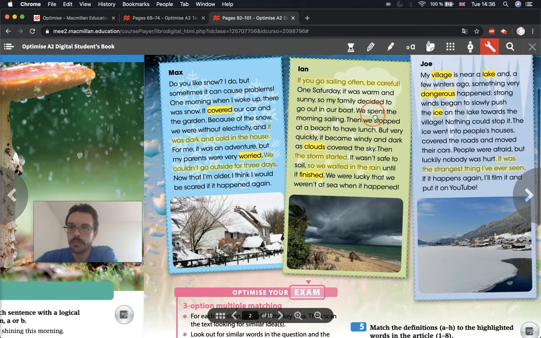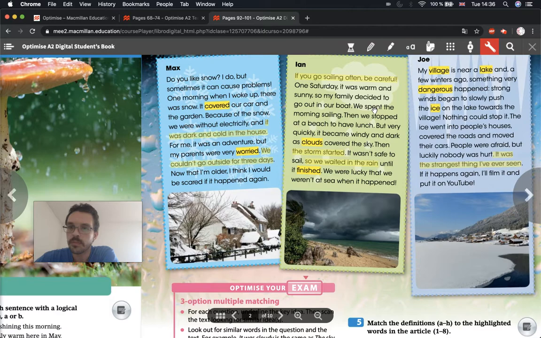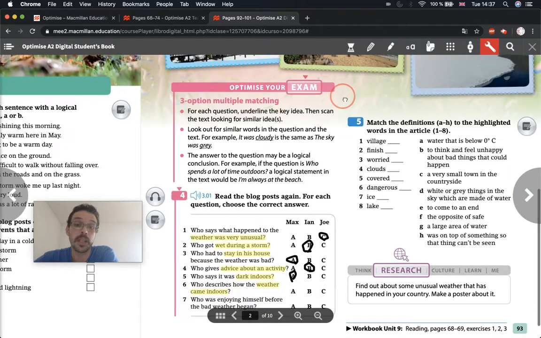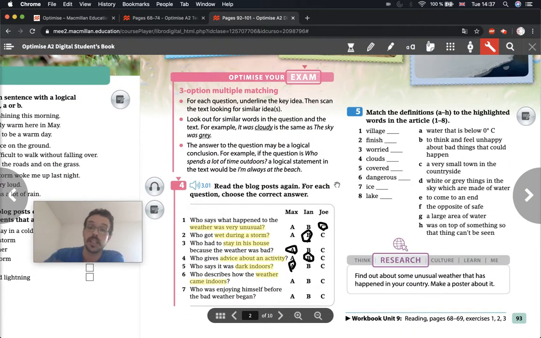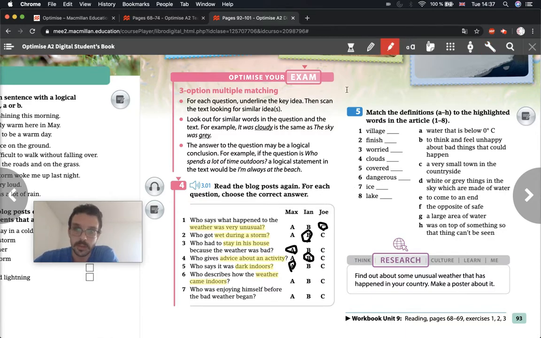The weather came inside. If we look at Joe, when he's talking about the ice on the lake moving into the village, it says here, the ice went into people's houses. The ice went into people's houses, okay? So the ice, he's talking about the weather, okay? And if it goes into people's houses, that means it goes inside. So the answer for number 6 would be C, Joe.